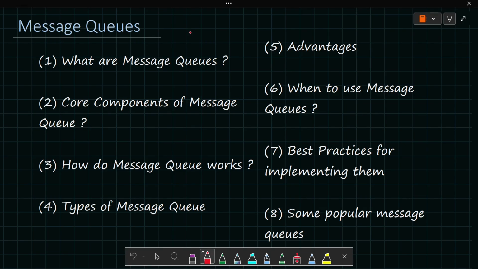In this video, we are going to discuss message queues. What are message queues? We are going to discuss a brief intro, and then we are going to jump onto the core components of the message queue and how message queues actually work. Then, what are the types of message queue? We are going to discuss that. Advantages of message queue, when to use a message queue, what are the best practices for implementing them, and there are some popular message queues. We are going to discuss them.